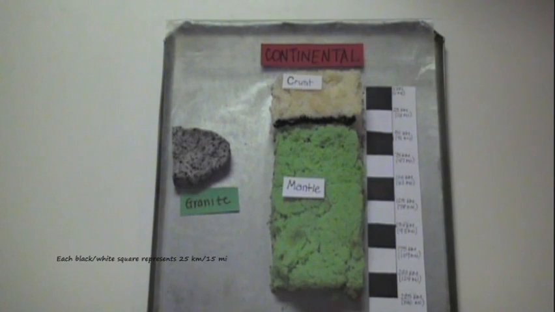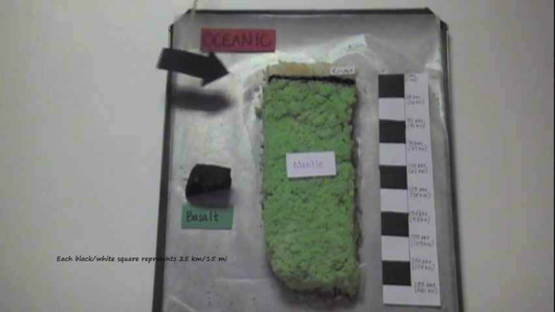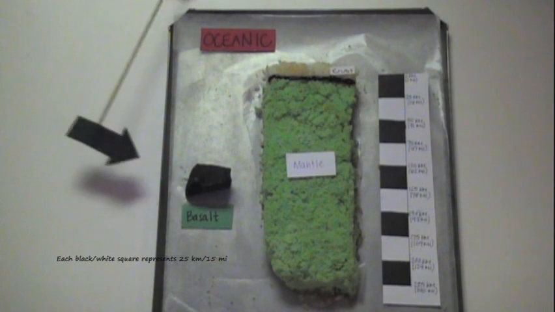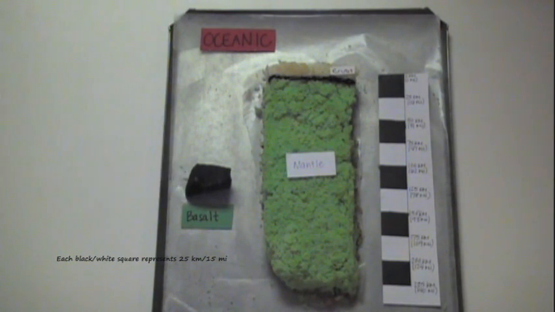No, let's look at the oceanic crust. Okay. The oceanic crust is formed by seafloor spreading and has an average thickness of 6 kilometers. Oceanic crust is basaltic in composition, like this piece of basalt here. Ding! The oceanic crust is destroyed at subduction zones, and the oldest known is 170 million years old.